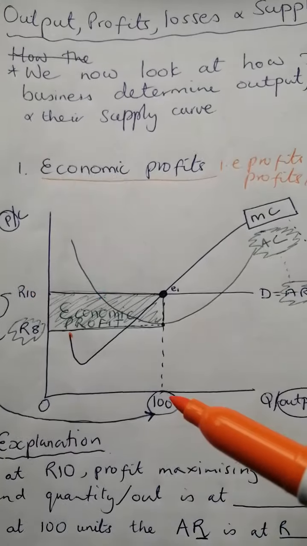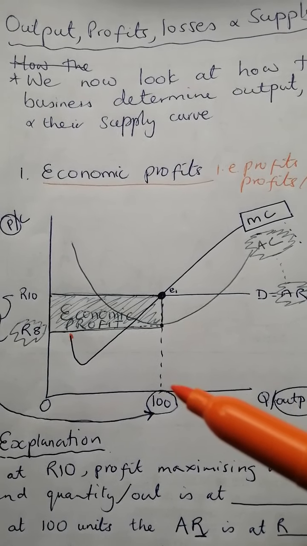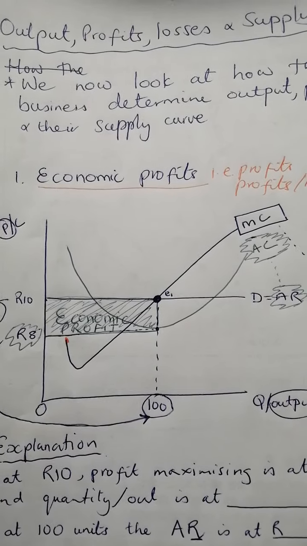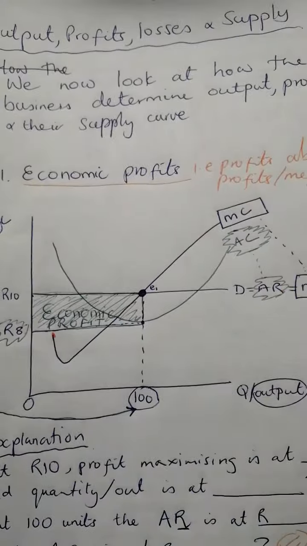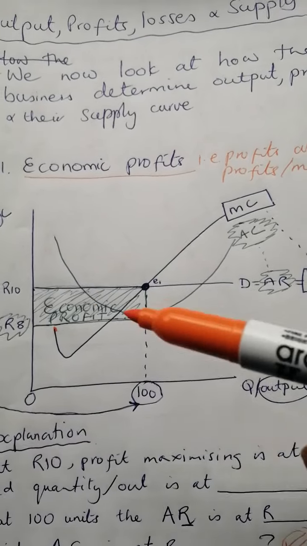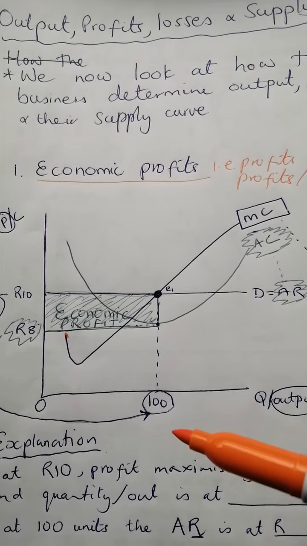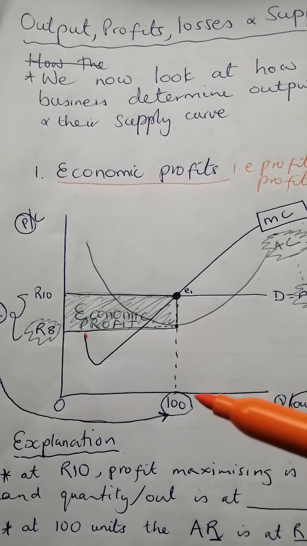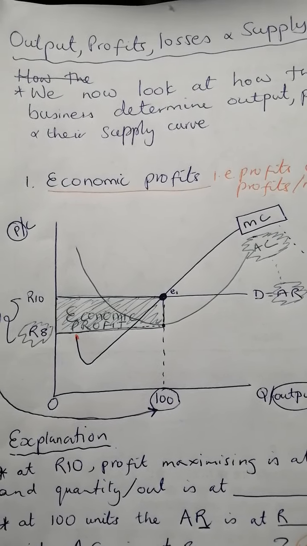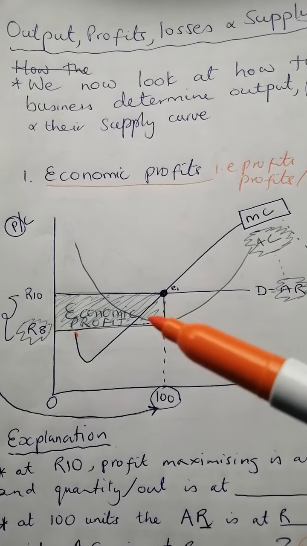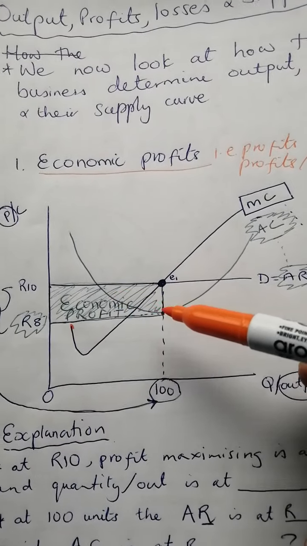Now the price is 10 rand, the quantity is 100 units. Now you cannot determine the profit or the losses if you don't know what your cost is also, or your average cost. Now what is average cost? Average cost is your cost per unit. That is how much per unit. So you have 100 units. Remember, you have 100 units. So your average cost means a cost per unit.